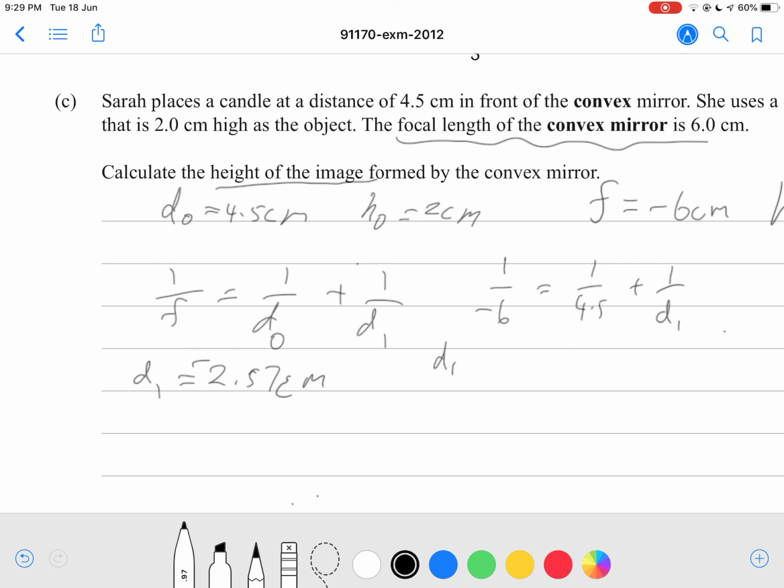Now we're going to be using that DI over DO is equal to HI over HO. Now we have our DI and DO, and we also have our HO, so it's really easy to find our HI here. So basically, negative 2.57 divided by DO, which is 4.5, is equal to HI, which we don't know, divided by 2, which is our HO, 2 centimeters here.